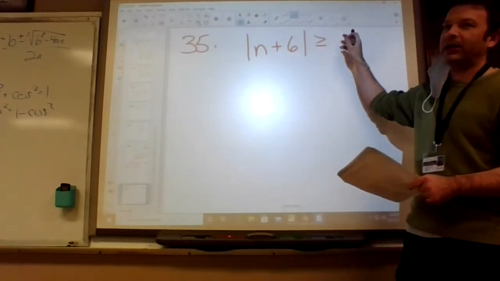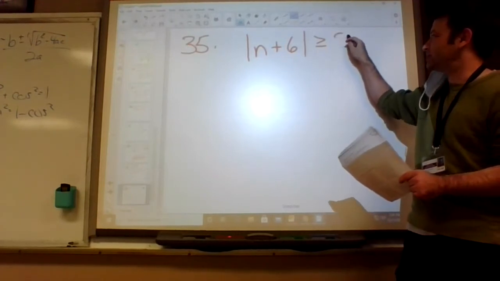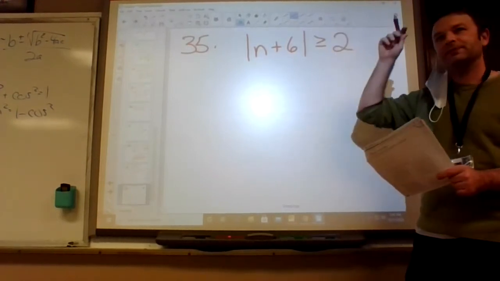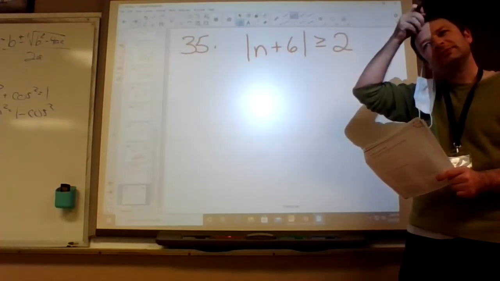Okay, I'm going to change this because it's a messed up one. It should be a positive too. But it says... I know what it says.